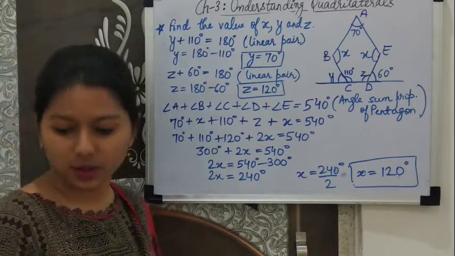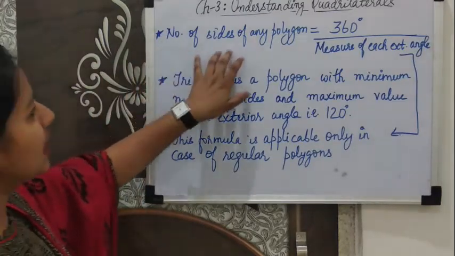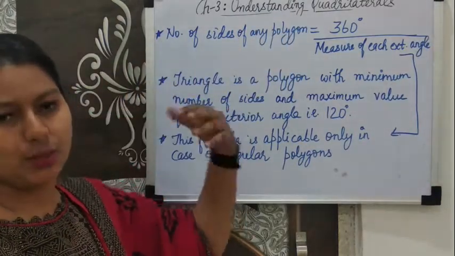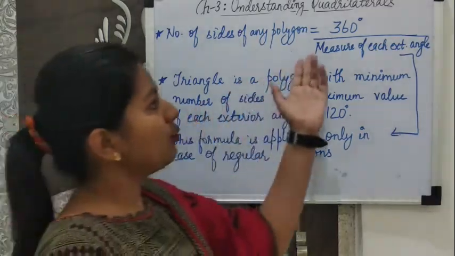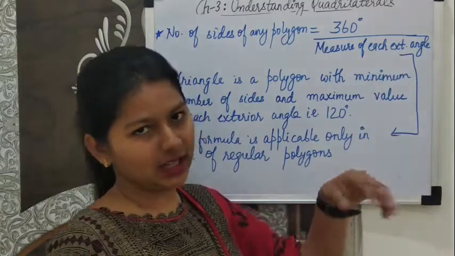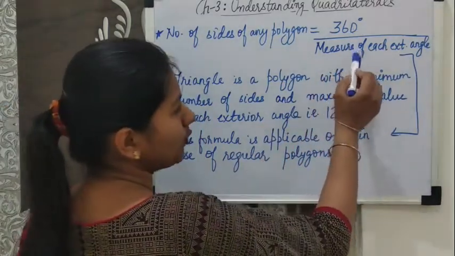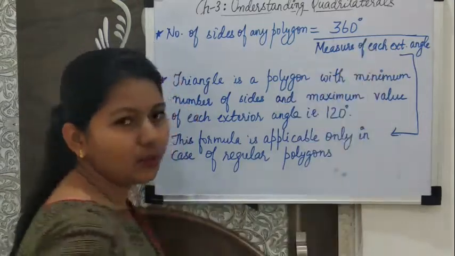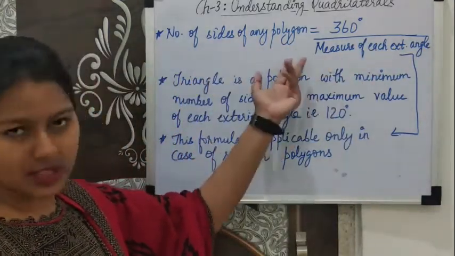of a polygon. Okay. So here is the formula for the number of sides of any polygon. Like supposedly the question is: find the number of sides of a polygon if the measure of each exterior angle is 20 degree. Fine. So in that case, what you have to do, you have to divide 360 degree by 20 degree. And this formula can be used vice versa also.